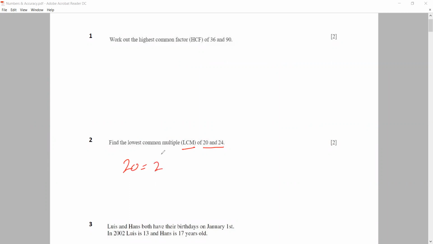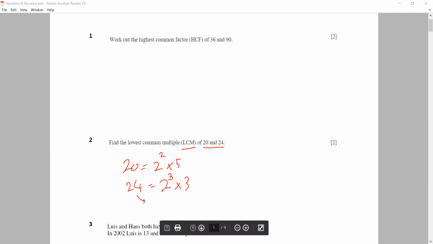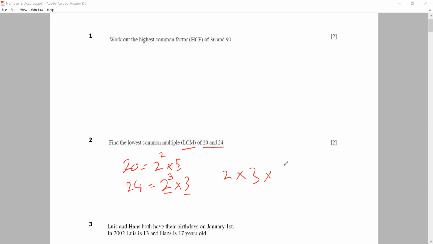20 is 2 raised to the power of 2 times 5. 24 is 2 raised to the power of 3 times 3, right? Basically, this is 3 times 8, and 8 can be rewritten as 2 raised to the power of 3, or 2 cubed. And now I have to list all the factors, common and uncommon ones, which is 2, 3, and 5. Now I go for the index. I choose the highest one, 3.